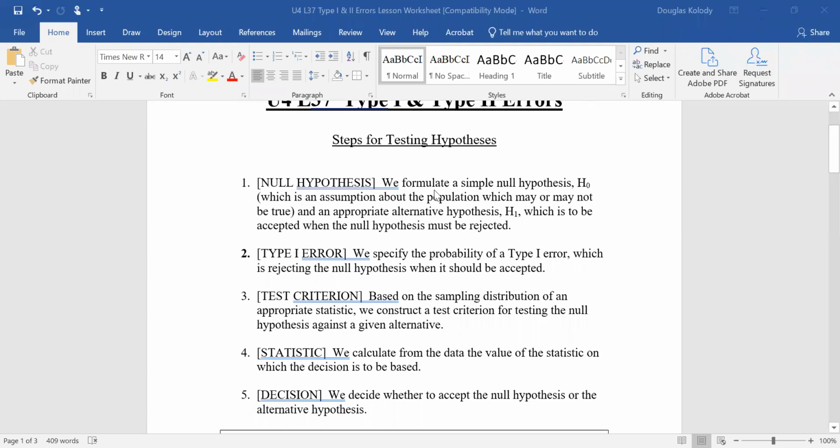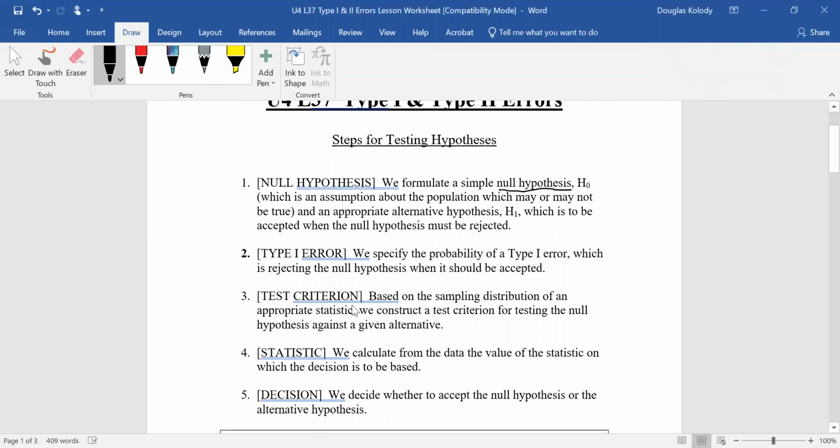Here they are. We formulate a simple null hypothesis. The null hypothesis is the original claim. It's actually pronounced H naught, but we're going to call it H0, the null hypothesis, which is an assumption about the population, which may or may not be true. And then your friend makes an appropriate alternative hypothesis, and that's going to be called H1, which is to be accepted when the null hypothesis is rejected.